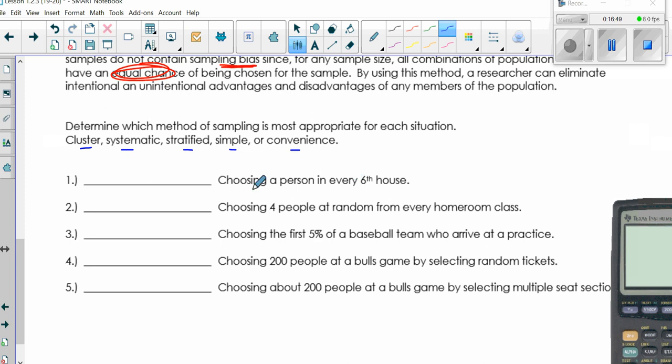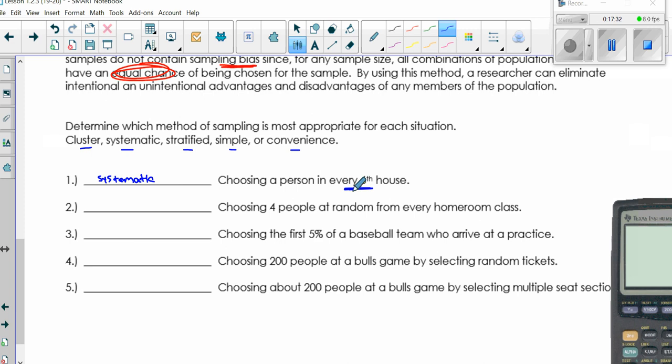Okay. So for instance, if we started with the first one and we said choosing a person in every 6th house. Okay, so every 6th house means that we pick one, then 6 houses later we pick another one, 6 houses later we pick another one, 6 houses later we pick another one. That would be your systematic. There's a system to it. So systematic. Okay, and in order to make this the best possible sample, you'd have to randomly select which house to start at. You can't just be like, all right, we're going to start in the first house and then go every 6, because your starting point needs to be random so that it maintains a good random sample.